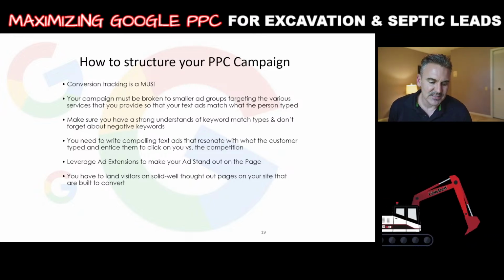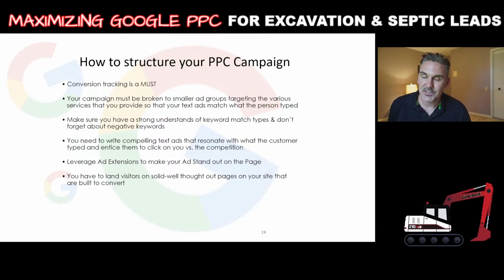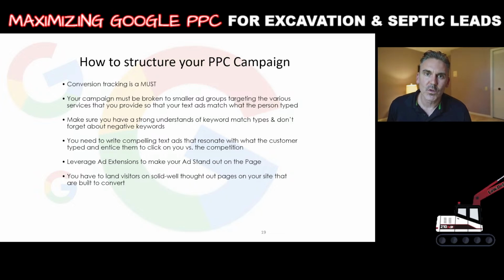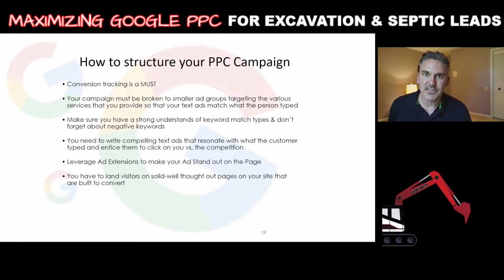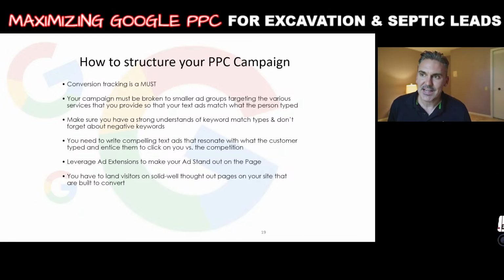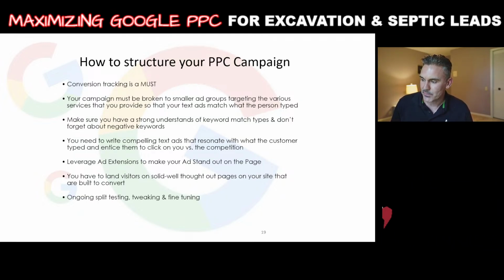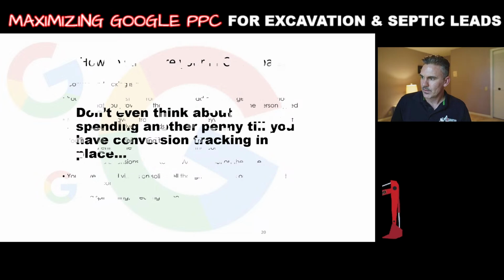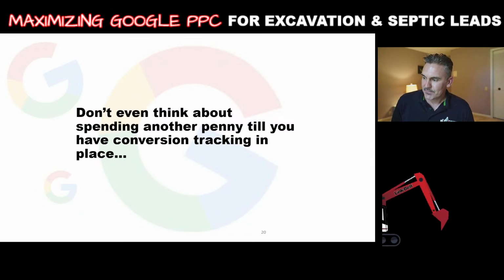One of the biggest mistakes I see is that business owners will drive traffic to their main website. They may have a beautiful, gorgeous looking website, but the problem is the person has too many options. And if you give someone too many choices, what do they do? They don't make a choice. It's analysis paralysis, and then they just leave the site. So you're better off with a dedicated landing page, and I'll show you how to set that up in just a moment. And then ongoing split testing, tweaking, and fine tuning. So don't even think about spending another penny till you have conversion tracking in place.